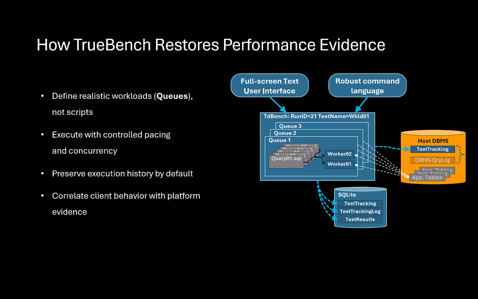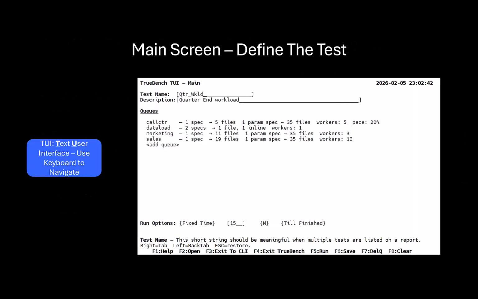Now let me show you how little it takes to define a realistic workload with a full-screen interface. The full-screen text interface is designed for fast, repeatable use. Each test has a short name and a longer description to provide context. A test is composed of multiple queues, each representing a distinct workload. Let's look at the queue definition screen.